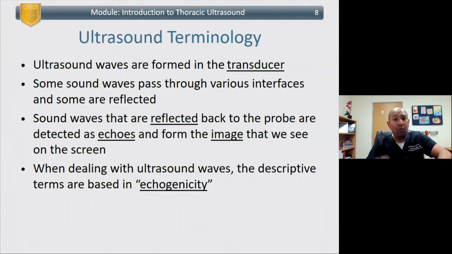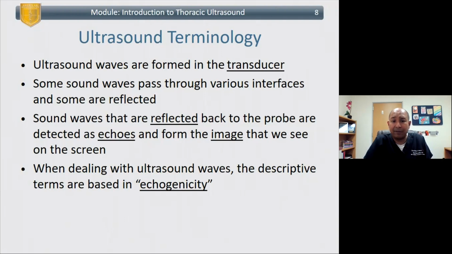So, I always like to repeat myself. Terminology is key. Ultrasound waves are formed by the transducer. We talked about that. Don't drop the probe. It's made of piezoelectric crystals that cost a lot of money. Sound waves pass through various interfaces, and these interfaces could be solid, could be liquid. Depending on what the interface is, some waves can be reflected back, and some could get attenuated. We talked about all these different words. The sound waves that are reflected back to the probe are detected as echoes, and those are the images that we see on the screen. I know we mentioned this already, but it's good to repeat myself.